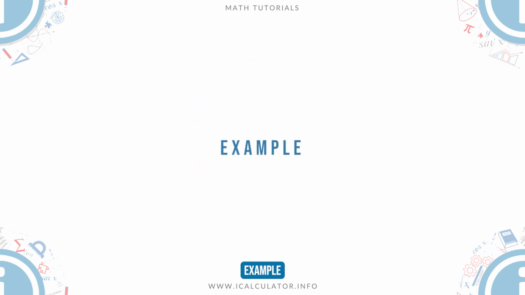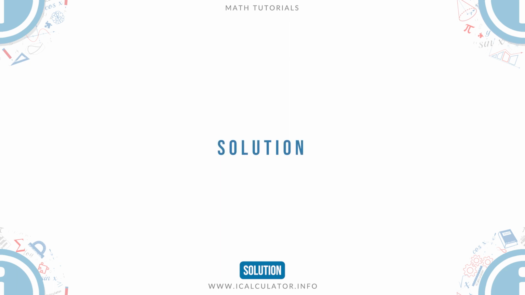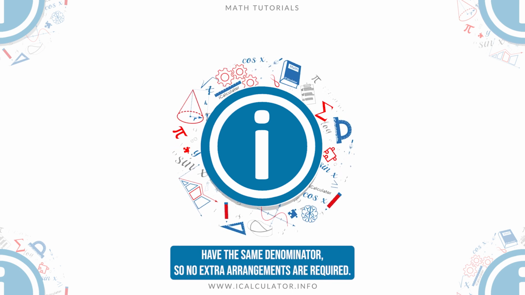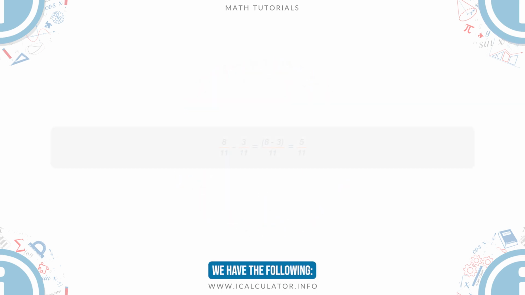Example. Complete the operations shown on screen. Solution. This is the simplest case of fraction subtraction where both fractions have the same denominator, so no extra arrangements are required. We have the following.